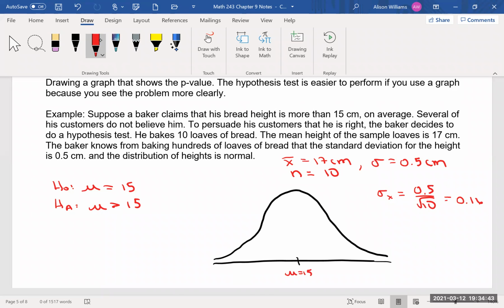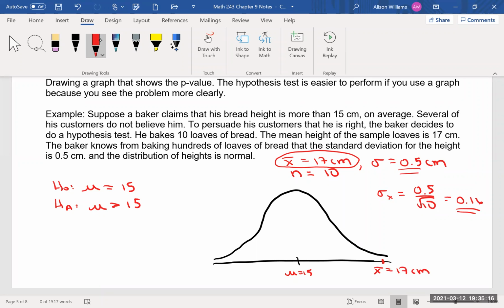Well, the mean of 17 centimeters is going to be to the right of the mean. So it's over here somewhere, but it's going to be way far away. In the normal scenario, the standard deviation is 0.5 centimeters, and that's like 4 standard deviations away from the mean. But because we're adjusting it, since we're talking about a sample, our data value is very far away from the mean.